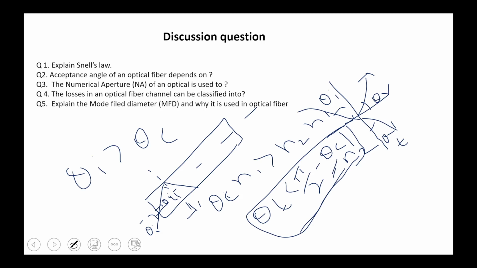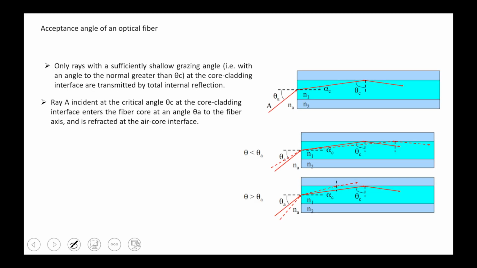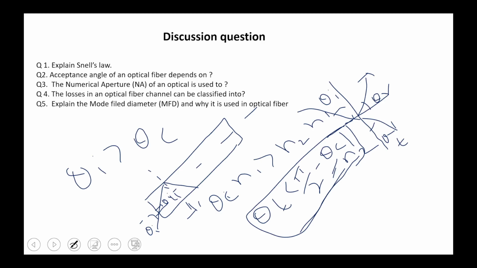Next question. The acceptance angle of the optical fiber depends on what? What is the role of the acceptance angle? The acceptance angle is the maximum angle to the axis at which light may enter in order to propagate. This is the diagram, theta A should be the maximum angle at which light enters. What parameter does this depend on? Refractive indexes. N1, N2, and N0.